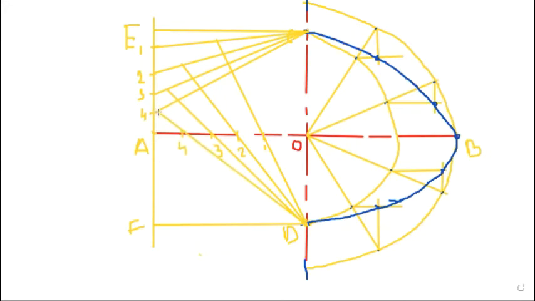Okay. So then what will be the points? So here this point is the point, this point, this one, this one, this one. Okay. Now we draw the figure.